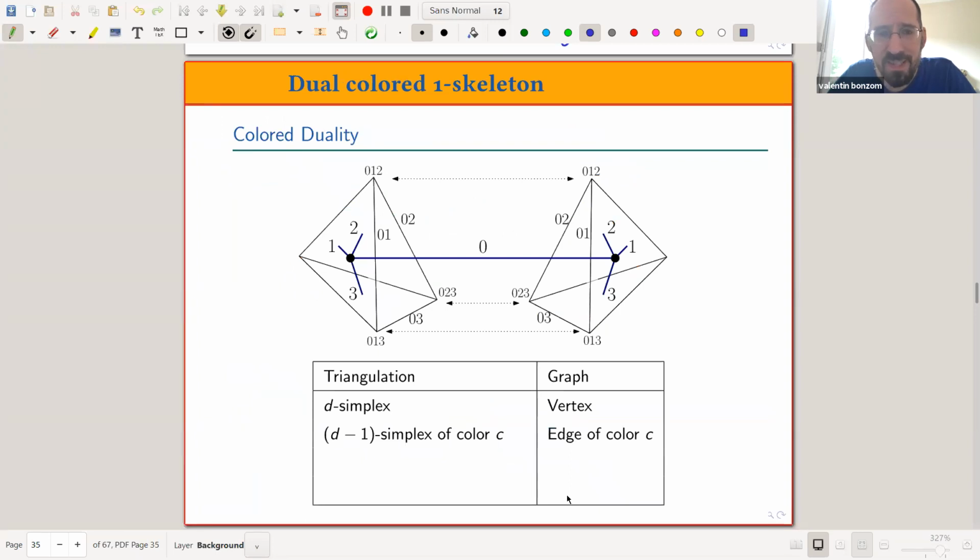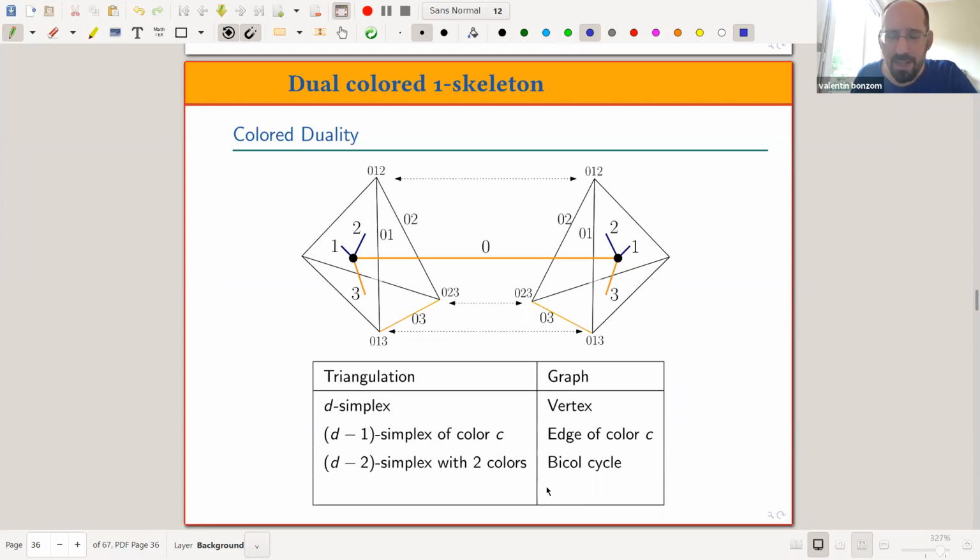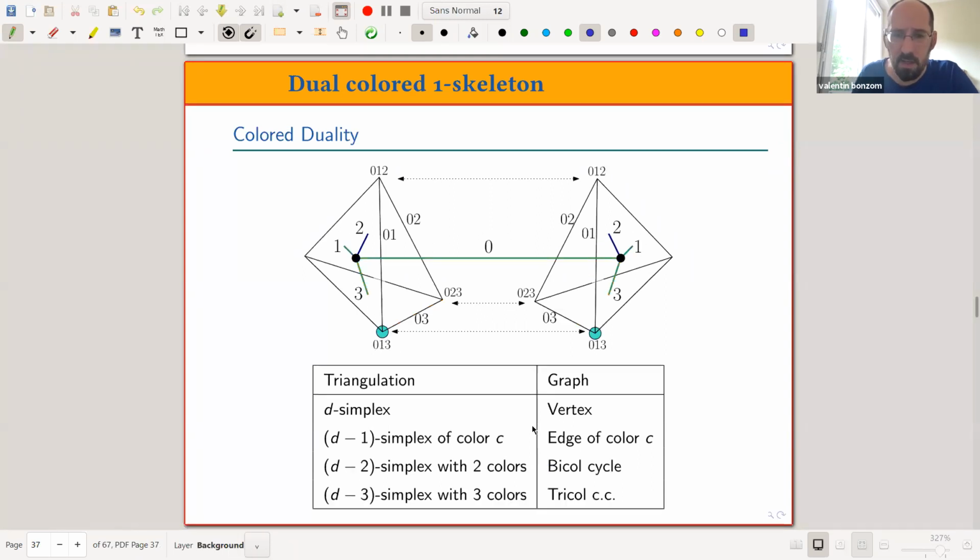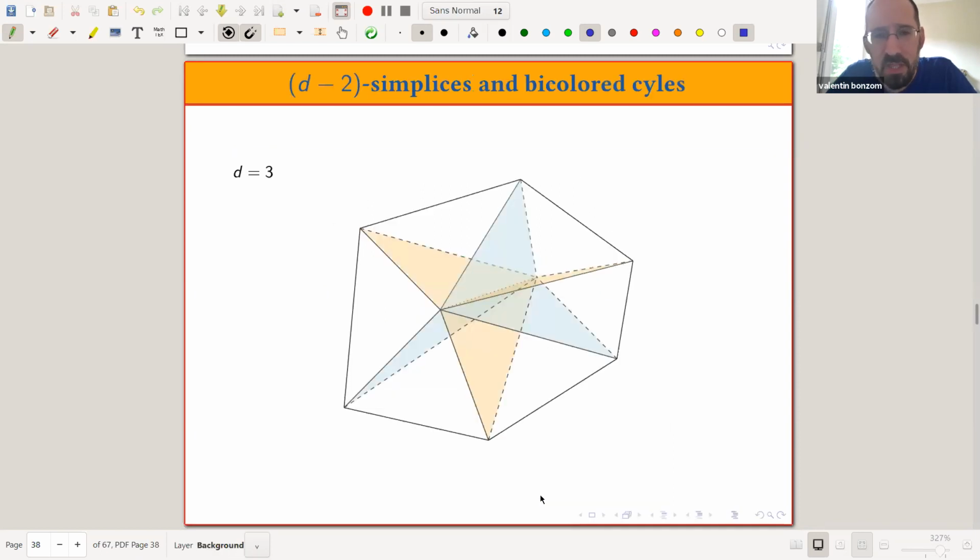And if you think about this graph, it is basically the dual graph, or the one skeleton of the dual triangulation, of the dual complex. So it means that inside of each tetrahedron, you add a vertex, and incident edges correspond to the triangles, to the faces of the tetrahedron. Okay, so a D simplex gives you a vertex, a D-1 simplex gives you an edge, and so on. How does it work when I say and so on? It means that D-2 simplices have 2 colors, remember, they correspond to a bicolored cycle. D-3 simplices are labeled with triples of colors, and they correspond to tricolored connected components.